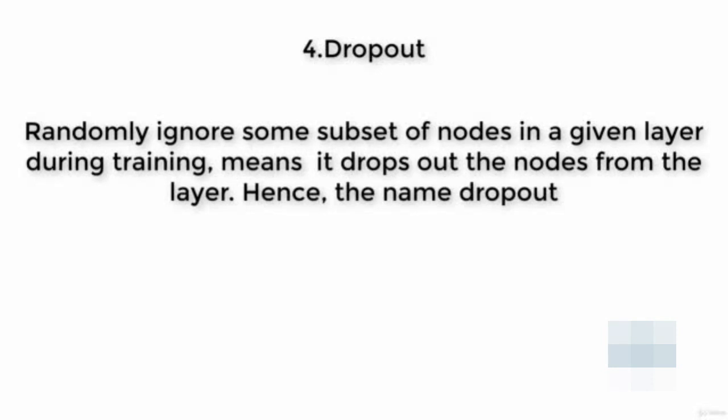The last tip we will cover for reducing overfitting is to use something called dropout. The general idea behind dropout is that if you add it to a model, it will randomly ignore some subsets of nodes in a given layer during training. That is, it drops out the nodes from the layer, hence the name dropout. This will prevent these dropped out nodes from participating in producing a prediction on the data. This technique may also help our model to generalize better to data it has not seen before.